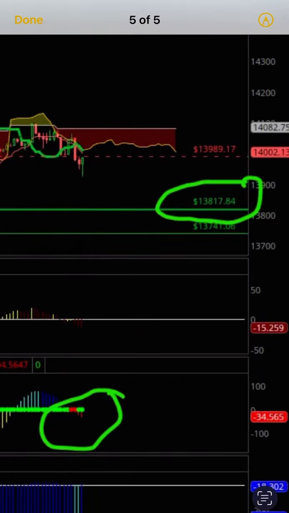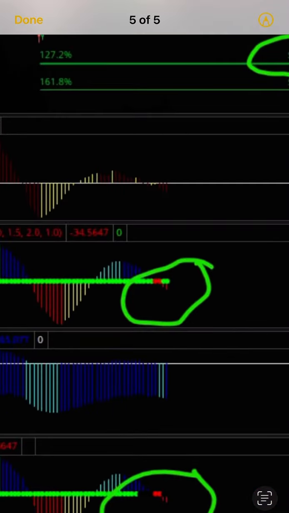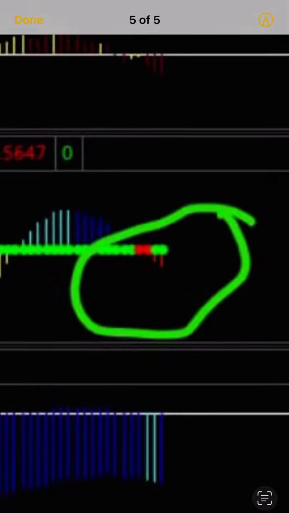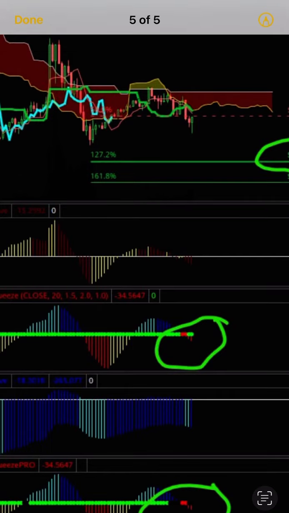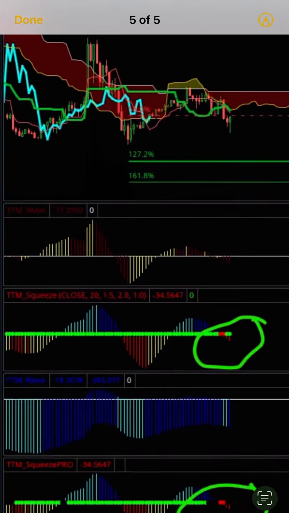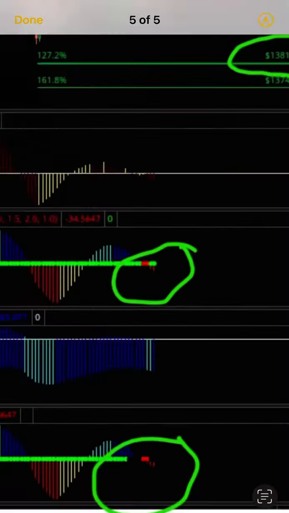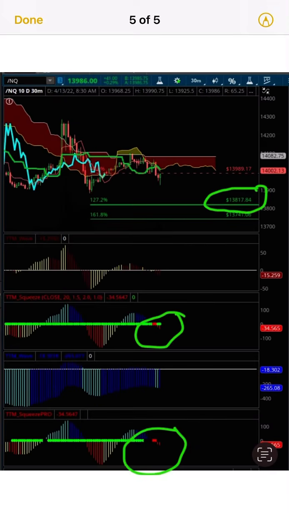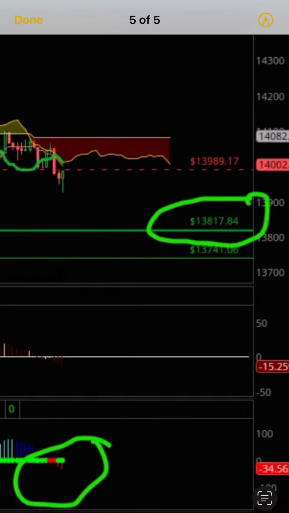Fibonacci extensions put us at 13,817 or 13,741, okay? You see the red dots there, and then you see it turning green with the momentum going down, okay? Momentum is negative here on this TTM wave, and momentum is also slightly negative and below the zero line here, okay? TTM Squeeze Pro, same thing, okay? So once that fires, once that momentum starts turning negative, that's a go for going short here. So we were looking for 13,817 to 13,741. We got it plus more, okay?